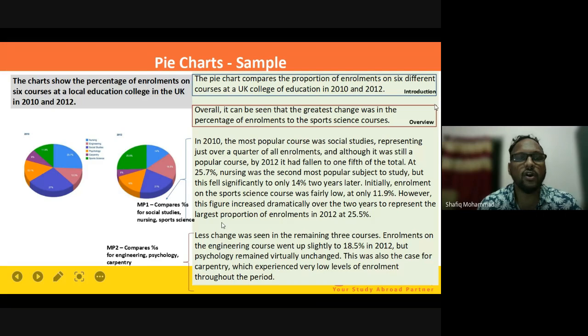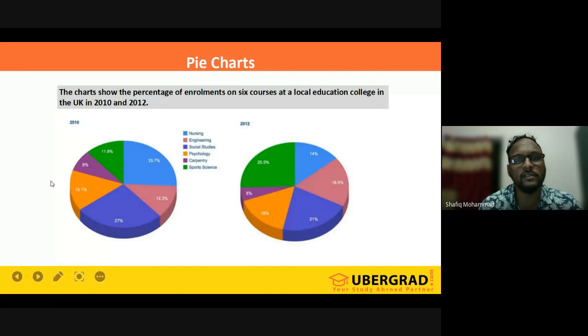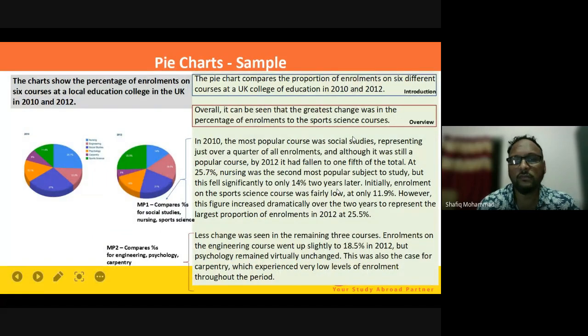So now he's talking about the second most popular. So second most popular was nursing in 2010, right? After this 27%, it stood at 25.7% nursing. So that is the thing he's talking about. And then, but this fell significantly to only 14% after 2 years. Instead of saying in 2012 it fell to 14%, he said it in a beautiful way. See, but this fell significantly. So significantly is a vocab, great vocab to use.